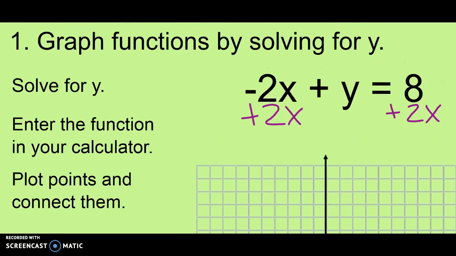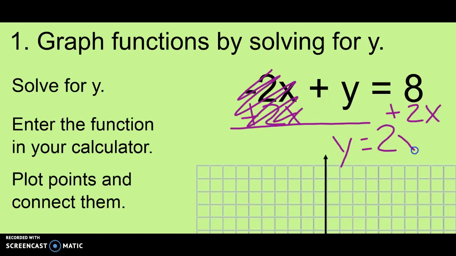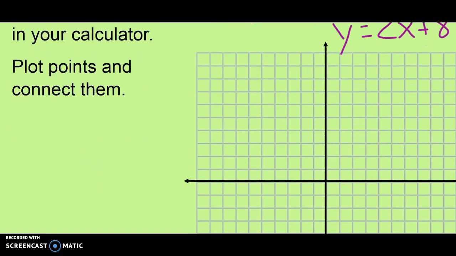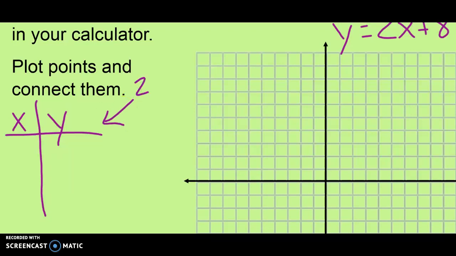We don't want the wrong values to come up. All right, so now let's go ahead. These cancel out, and we get y equals 2x plus 8. Now you can put that in your calculator and you can plot points. Once you put that in your calculator and you plot your points, where do you go to get your table? You're going to go to second graph to get your table. And then you're just going to get some points.